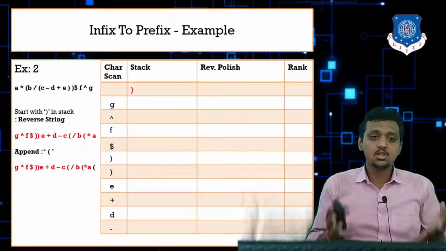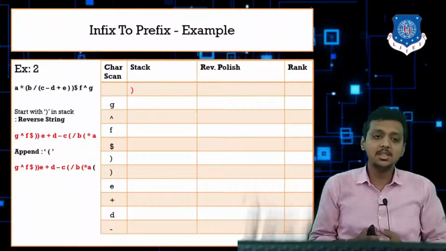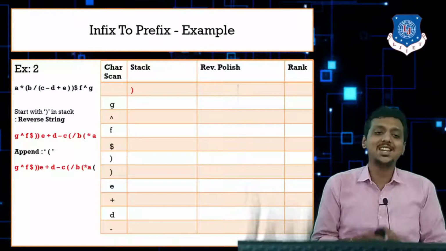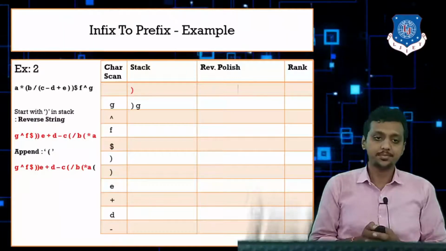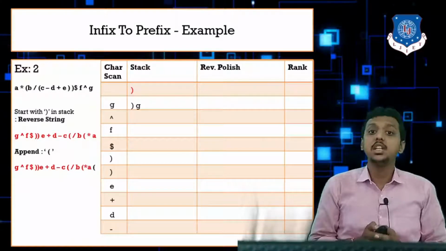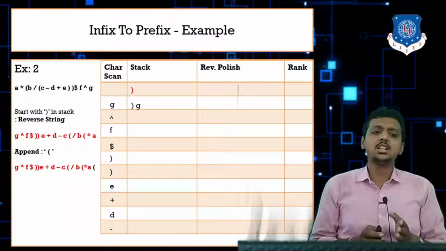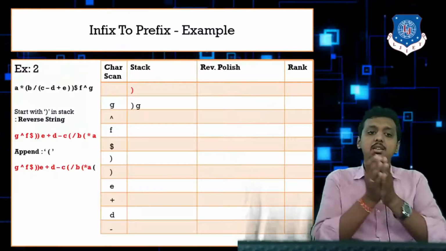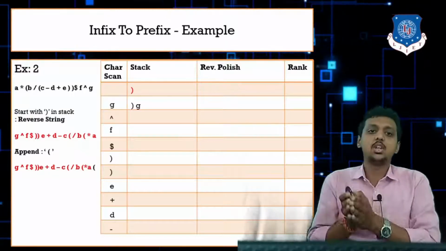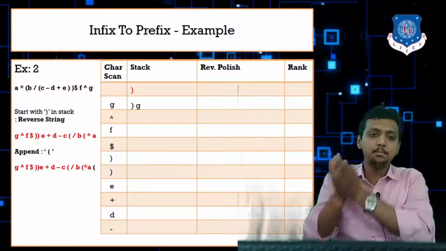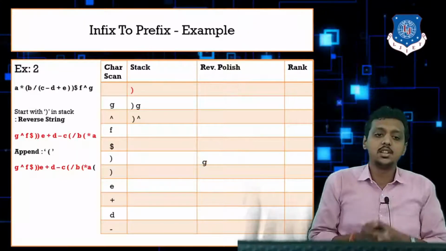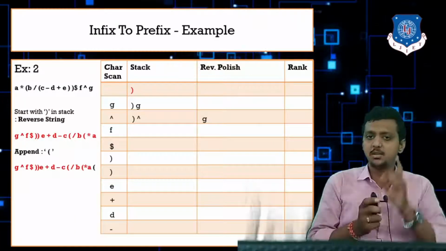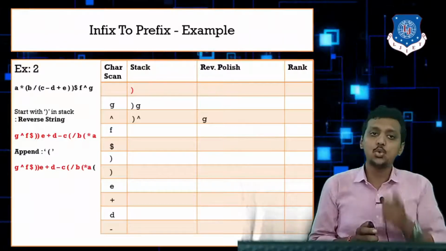G is a character. So what happens with A, B, C, D? They have a higher precedence in the character scan column. Obviously, do not forget to push inside the stack. So just push G inside the stack. So here it is, closing and G. Next I have the caret. Remember, caret has lower precedence than G. So G will be popped out from the stack and then caret pushed inside the stack. So here my reverse polish contains G, that's why rank becomes 1, and the stack contains closing and caret.